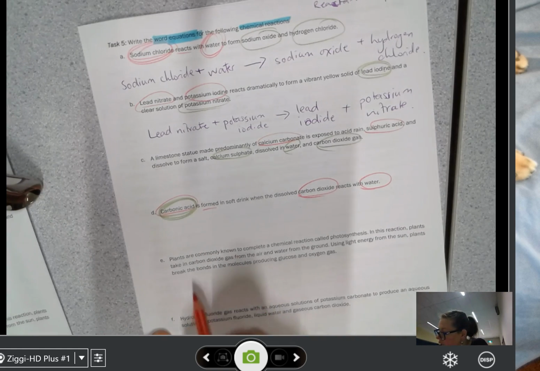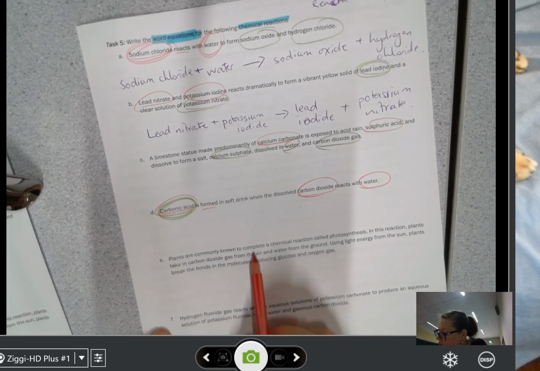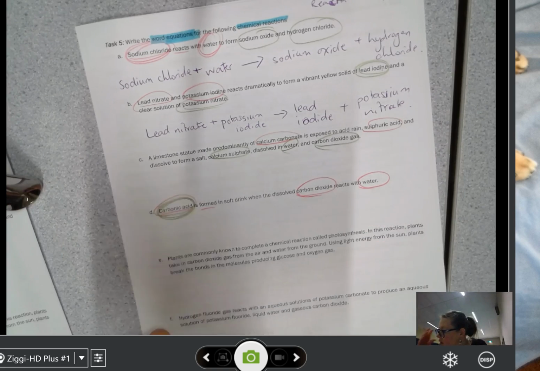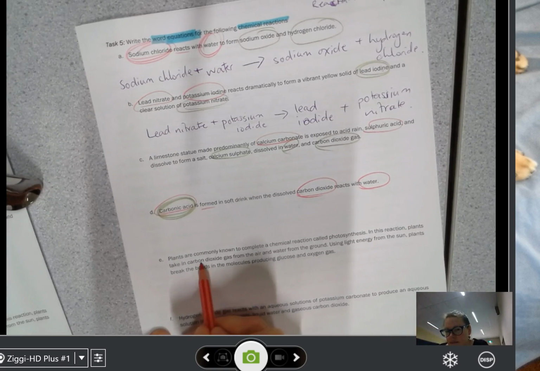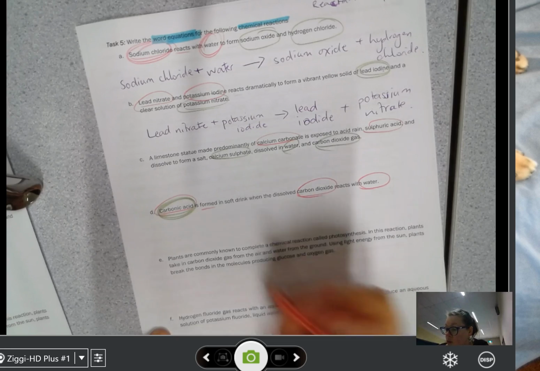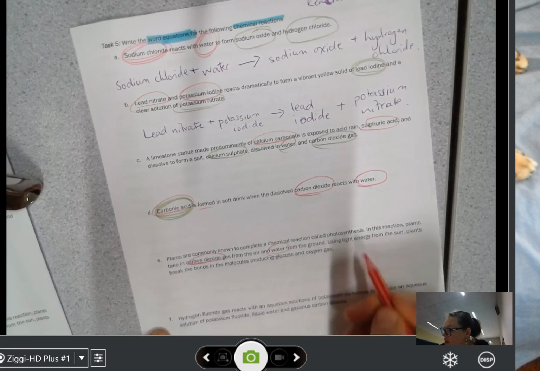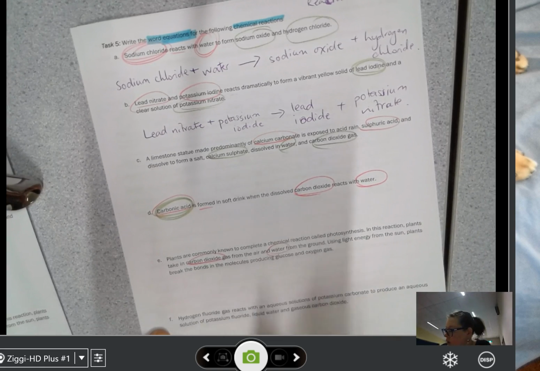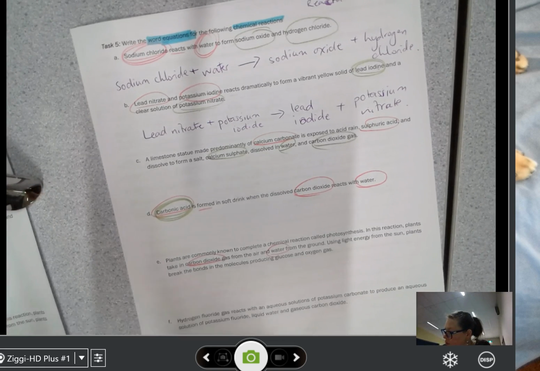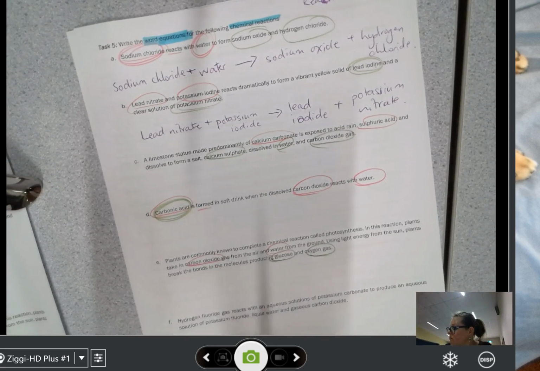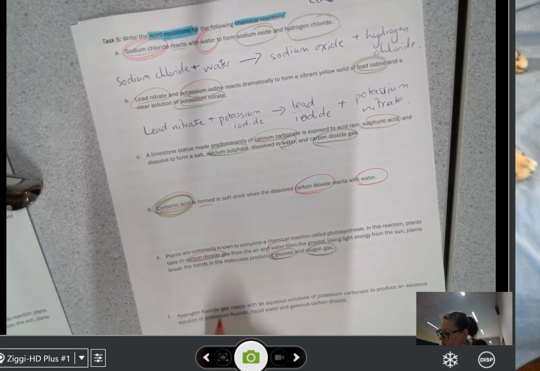Think about it. Plants are commonly known to complete a chemical reaction called photosynthesis. Irrelevant information. In this reaction, plants take in, so the "take in" is what they actually have open to them, carbon dioxide gas from the air and water from the ground. They use light energy, not overly important at this point in time, to break the bonds between the molecules to produce glucose and oxygen gas. Hydrogen fluoride gas reacts with an aqueous solution of potassium carbonate to produce.